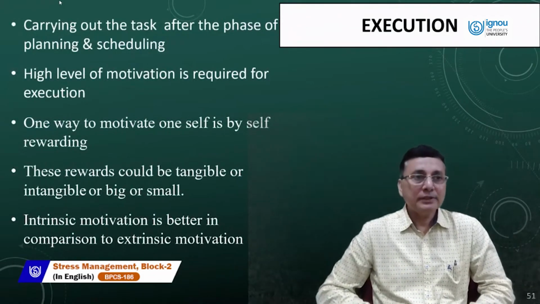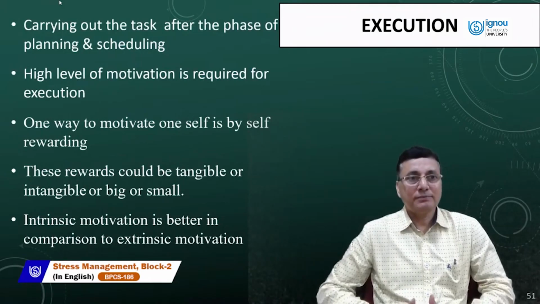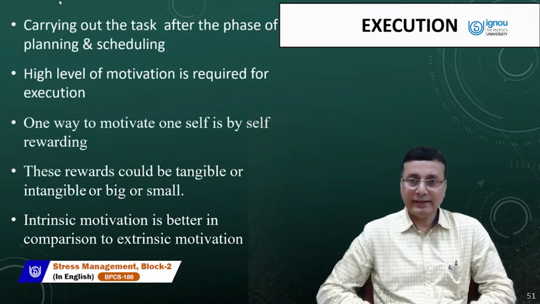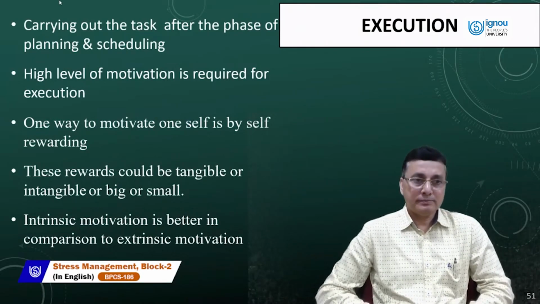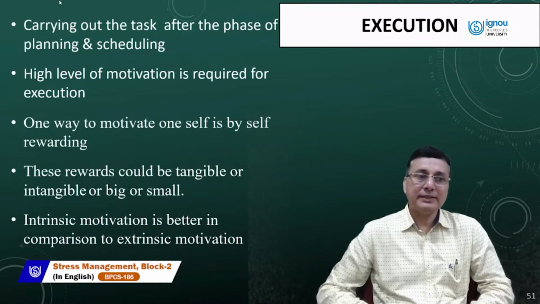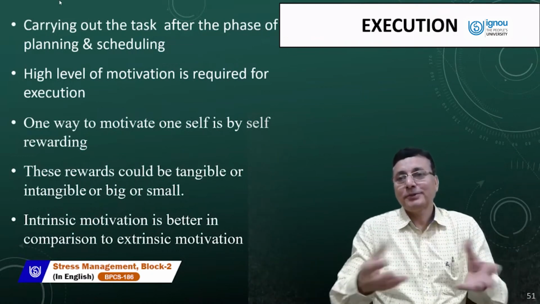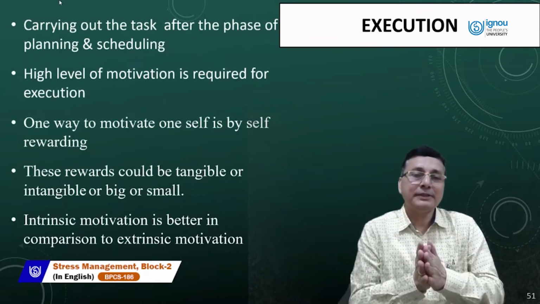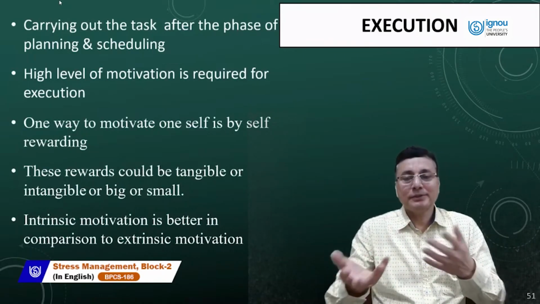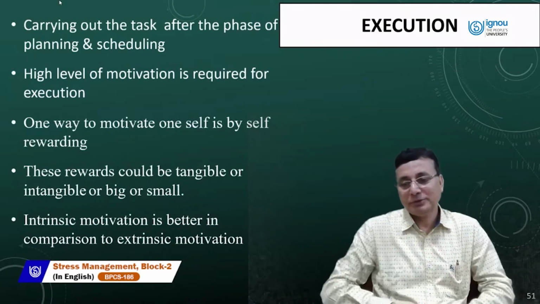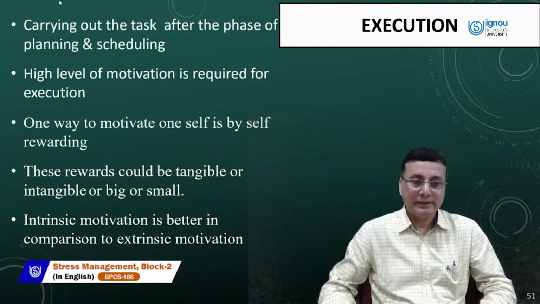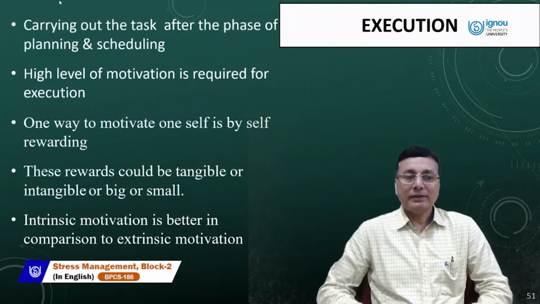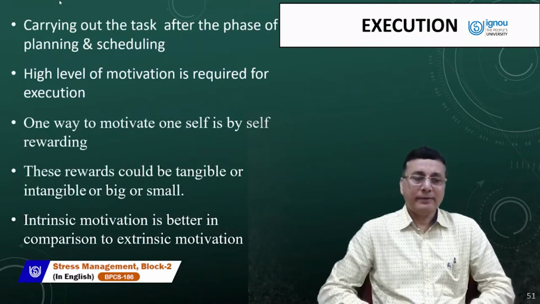Third one is execution, like carrying out the task after the phase of planning and scheduling. High level of motivation is required for execution. One way to motivate oneself is by self-rewarding. So whatever you do, you reward yourself. Suppose you want to complete the whole book, but you have completed only two chapters. So reward for these two chapters. Oh, I have completed two chapters, and I will complete another chapter. So these rewards could be tangible or intangible, or big or small.